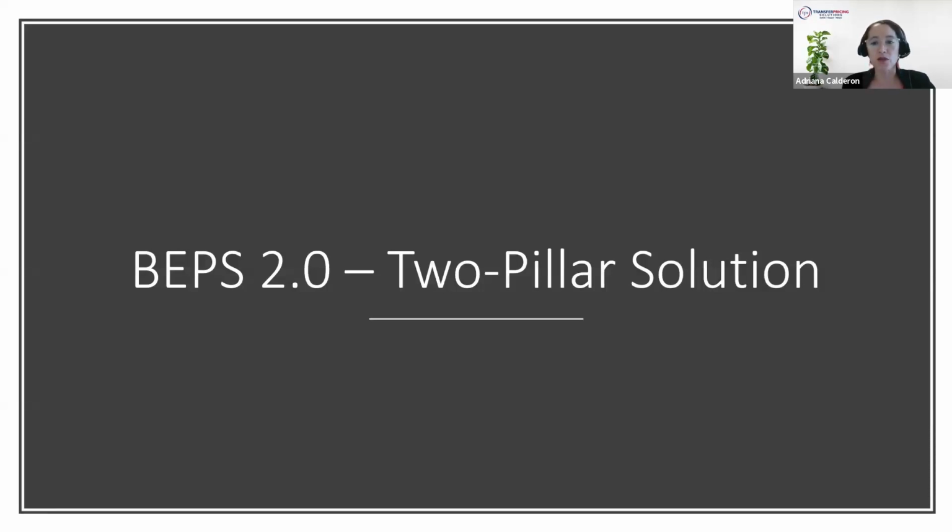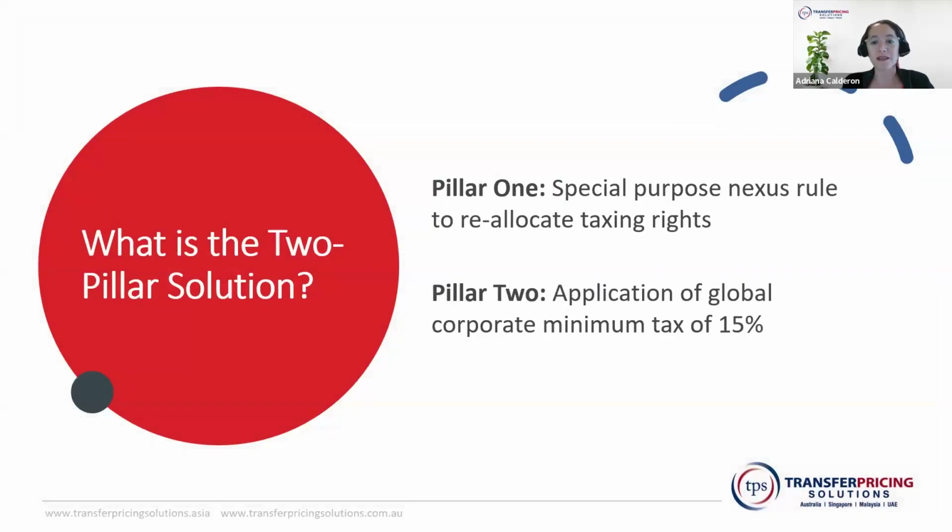So we always try to make sure that we can explain where the global minimum tax sits within the BEPS initiatives. So it is important to understand that the BEPS initiatives started first with BEPS version 1, which was around transfer pricing documentation and tax. And now we have BEPS version 2, which is basically two key pillars. Pillar number 1, which is the special purpose nexus rule to reallocate taxing rights, is basically kind of a redefinition of the standard taxing rules associated with PE and physical presence. And then we have Pillar 2, which is where the global minimum tax of 15% sits.